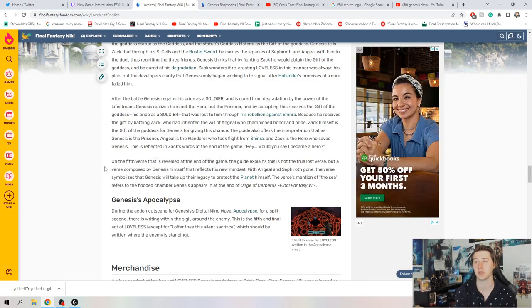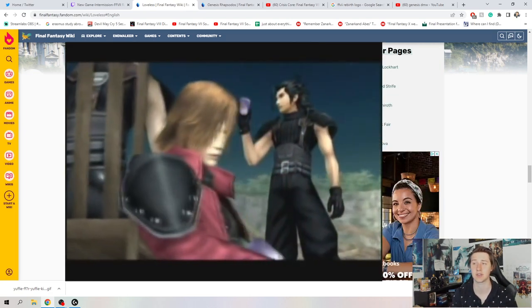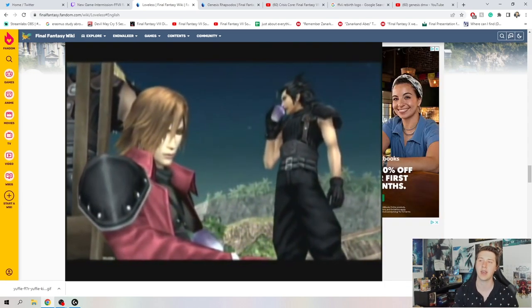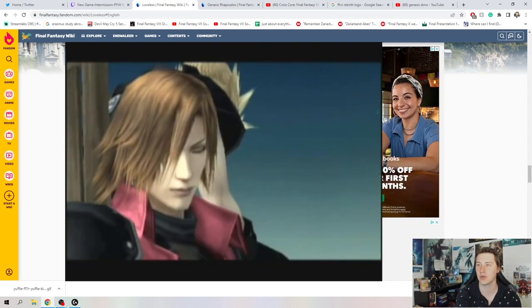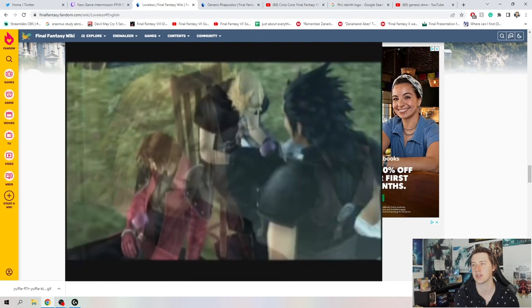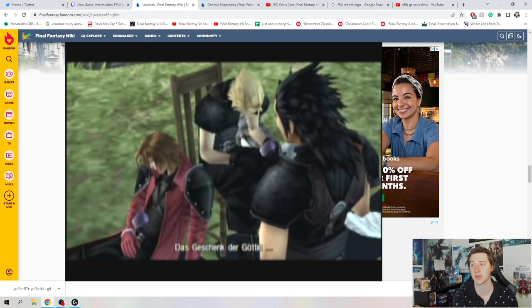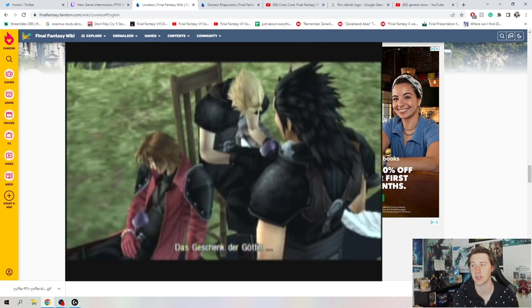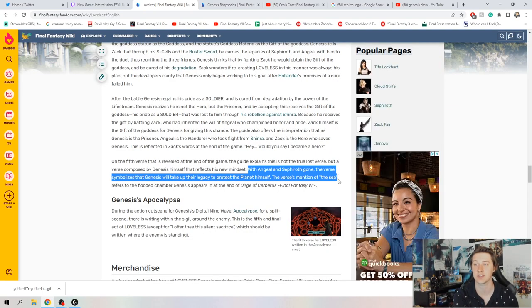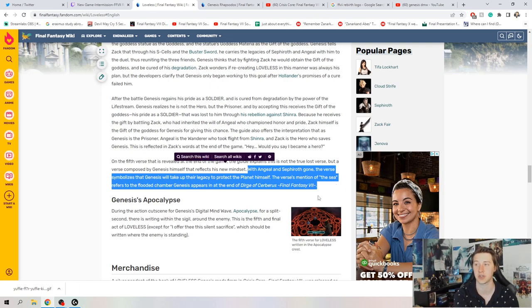I've been trying to tell people for a while now that when Genesis was defeated, he ultimately realized he was very selfish when he was degrading. So when Zack defeats him and brings him outside, he's a completely different person, and he puts this new poem out. It says that with Angeal and Sephiroth gone, the verse symbolizes that Genesis will take up their legacy to protect the planet himself. The verse mentions the sea and refers to the flooded chamber Genesis appears in at the end of Dirge of Cerberus.